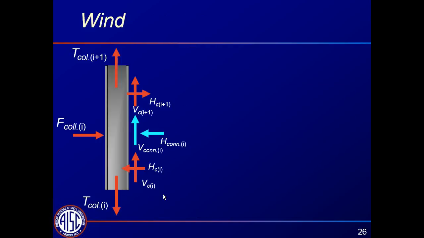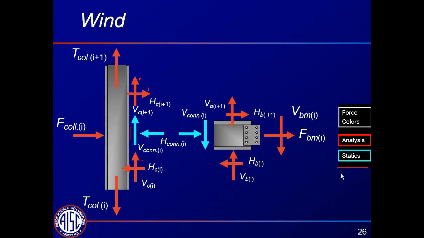Okay, so for wind, from our analysis, we have member forces. From our member forces, we can get these gusset plate forces. And then for the design of this portion of the connection, we just use some statics. And here, these bright blue arrows represent forces that are just derived from statics. And here, for this portion of the beam, or this beam stub, we can also use statics to derive this vertical force in the joint.